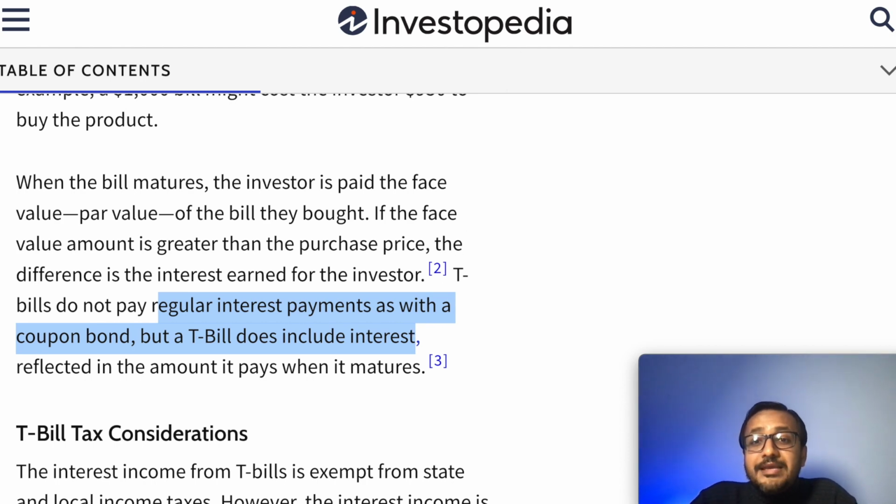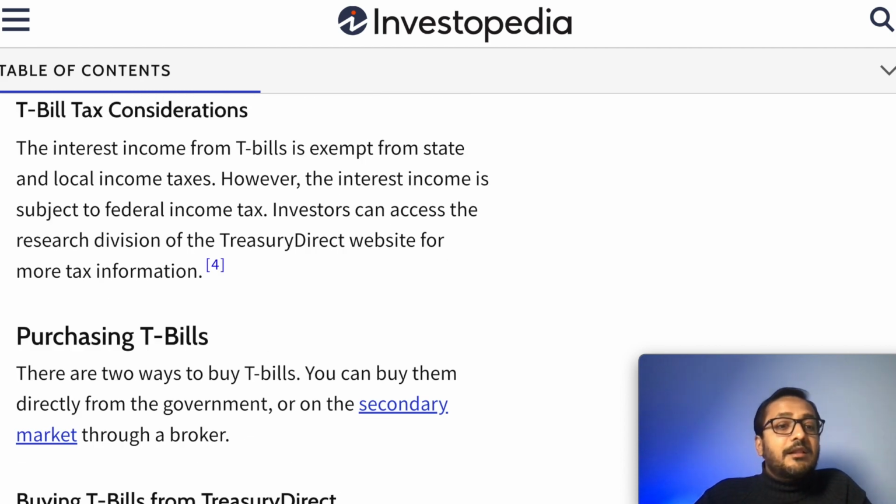Now, one of the biggest advantages of having a T-bill is the tax considerations. Now remember, I am not a tax expert or a CPA, so you really want to contact someone who is a licensed and certified professional. Based on what I see, also look further into Investopedia because it has a ton of information.